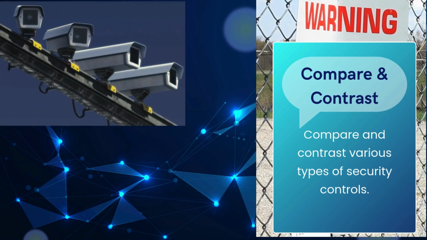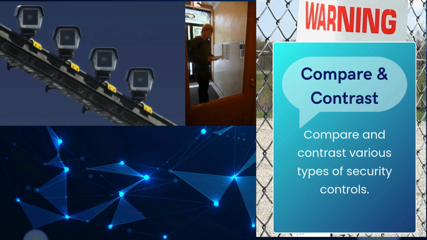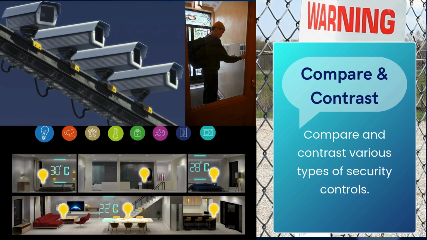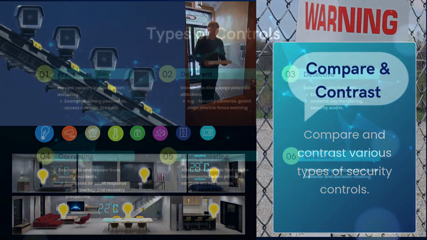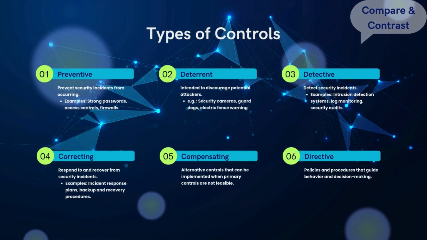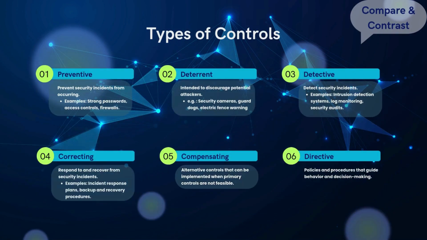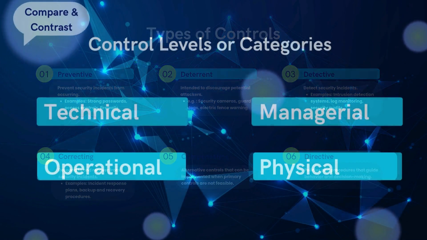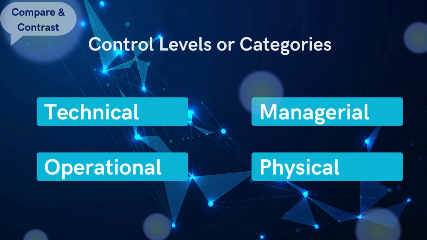Compare and contrast the various types of security controls. Keywords: compare and contrast. So there are 6 types of controls, which include preventive, deterrent, detective, corrective, compensating, and directive. They can be placed into 4 different categories, which include technical, managerial, operational, and physical.